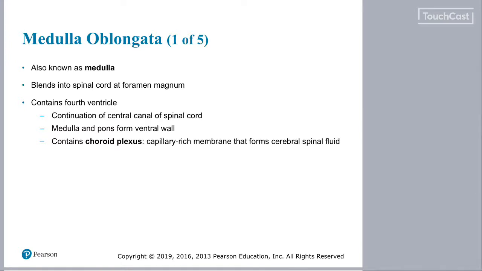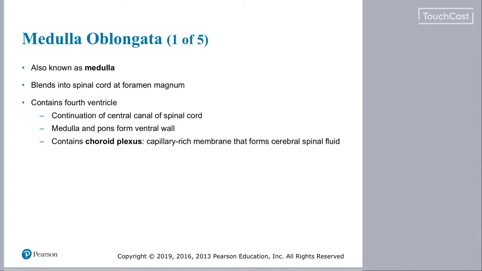So from our skeletal unit, the foramen magnum is a large hole at the base of our skull that fits our spinal cord. So it kind of serves as an intermediate between our spinal cord and our midbrain. So this is going to contain our fourth ventricle. This is a continuation of that central canal of our spinal cord.